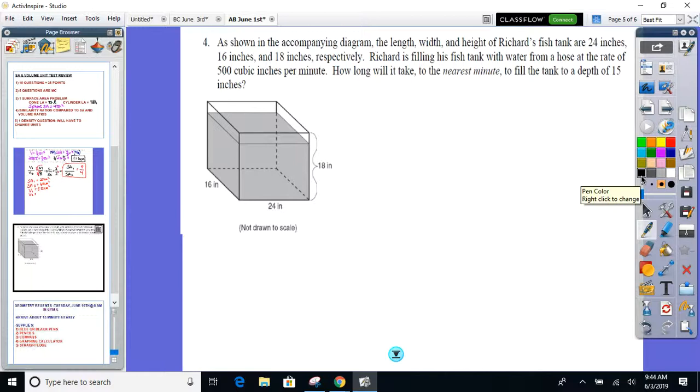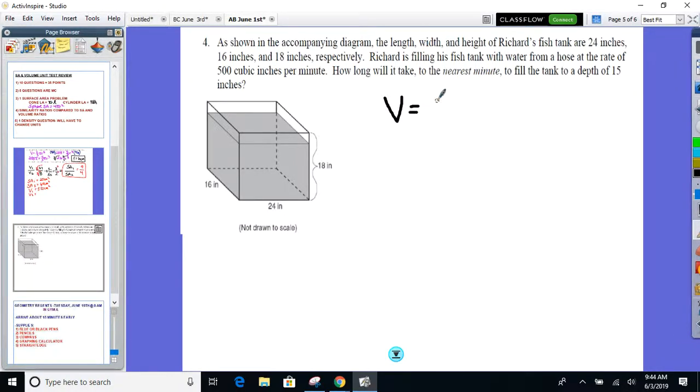How long is it going to take to fill it 15 inches? All right, well, this is going to be volume. I agree with the 24 times 16, but I do not agree with the 18. Why not? We're only going to 15. We're not going to the top, so it's got to be 24 times 16 times 15.